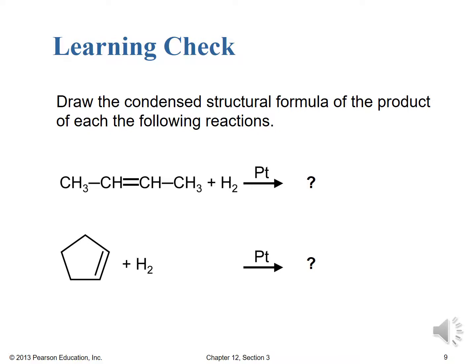Let's try one more learning check on this, and here we do get to see a skeletal structure down there at the bottom. In this learning check, you're going to draw the condensed structural formula of the product of each of the following reactions. So we've given you the reactants, we've given you the catalyst. Your job here is to draw the product. So please pause the video here while you do that, and once you're ready to check your work, please start us back up and we'll see how you did.